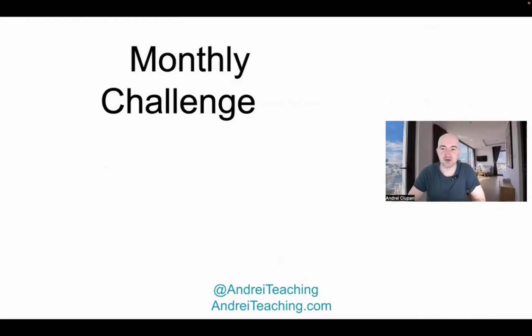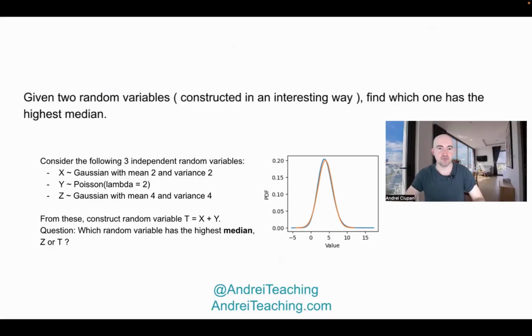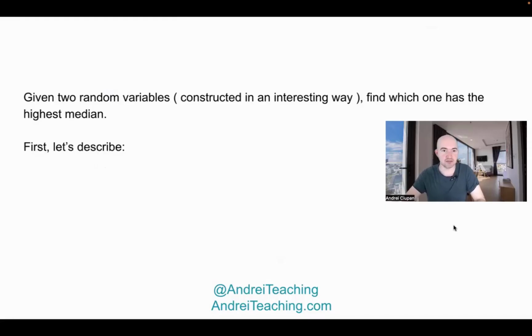Hi, everyone. Today, we're going to discuss the first monthly challenge that I posted about a month ago. The problem briefly said, given two random variables, which we built in an interesting way, find which one has the highest median. Okay, first of all, let's describe a few things.